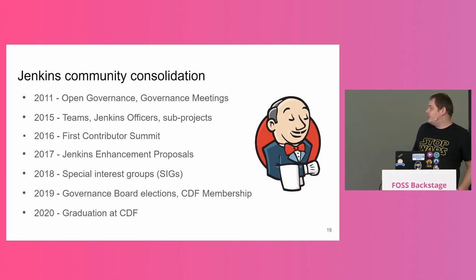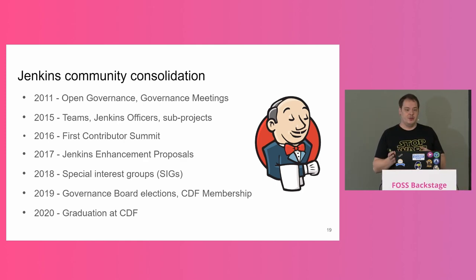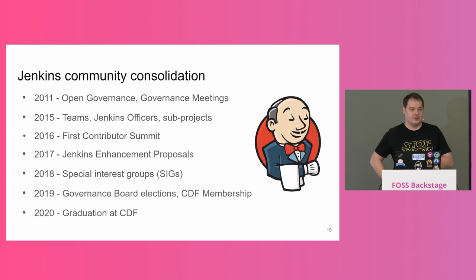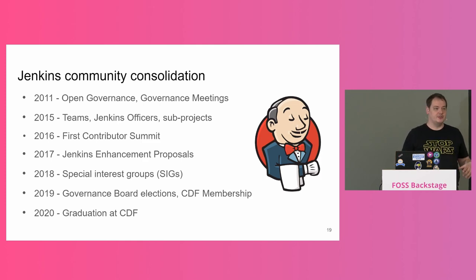Actually, in the leadership, we understood this problem long ago, and we had a long journey of consolidating the community and making open governance actually work. So we started the governance meeting just in 2011. Then we started various teams. We introduced sub-projects, officers. We started contributor summits, which happen now offline and online. We started a formal enhancement proposal process. We started various interest groups. And we actually tried to overcome the issues of community growth. And to some extent, it worked. So in 2018 and 2019, we had around 100 regular contributors in the core team and plugins driving the project.